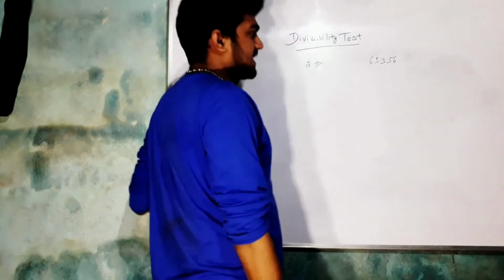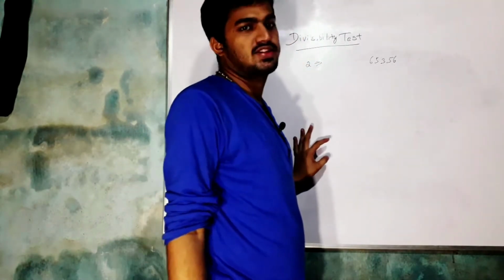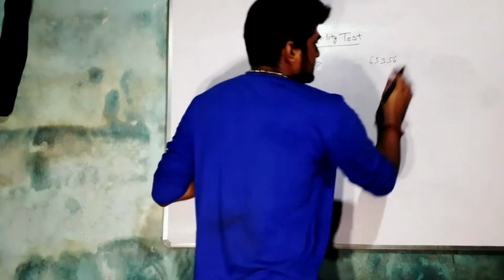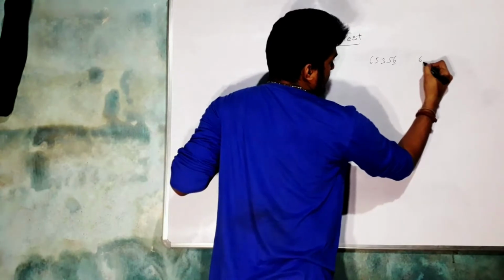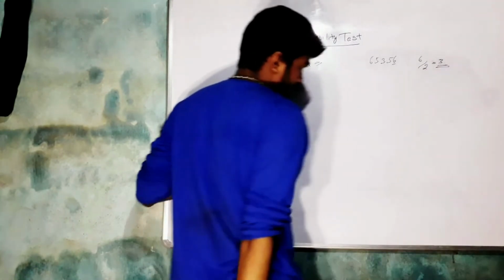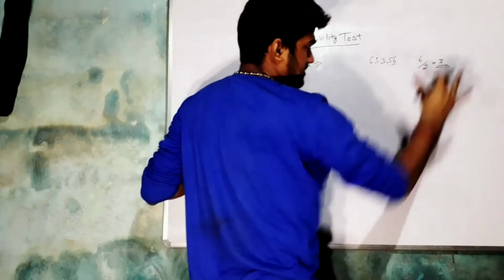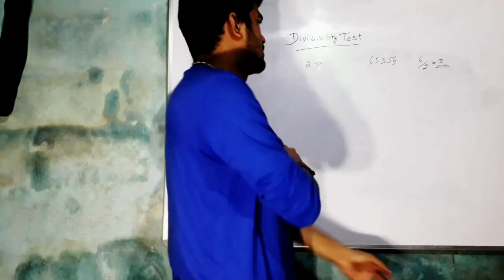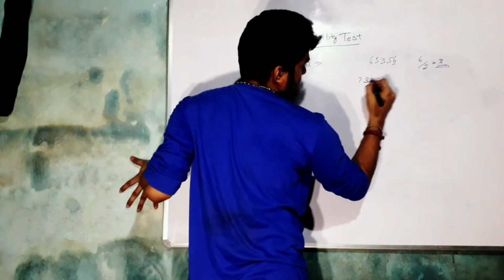So let's take 6536356. Is it divisible by 2? It's simple. Take the last digit of this number, divide by 2 and see if it comes out as a whole number. Is it a whole number? Yes, it's not a fractional number, it's a whole number. So it's divisible by 2. Let's take another number.